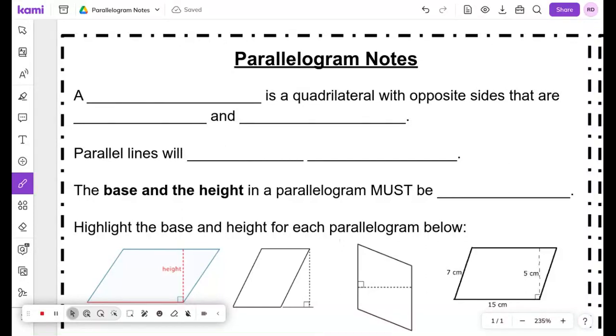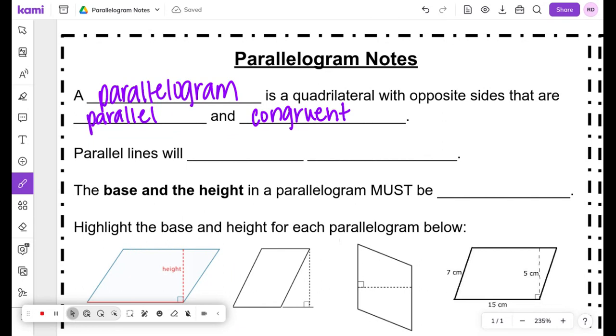These are our parallelogram notes. So a parallelogram is a quadrilateral with opposite sides that are parallel and congruent. The word congruent means that they are equal.